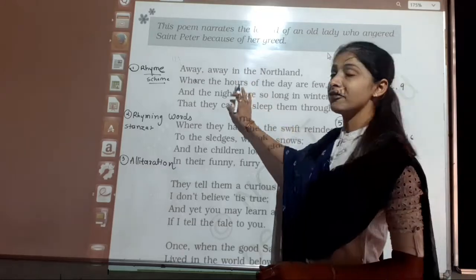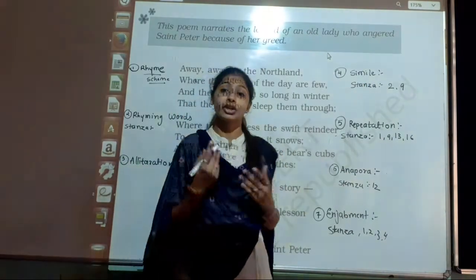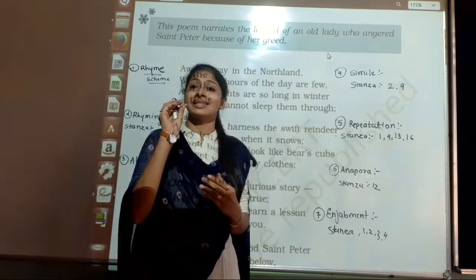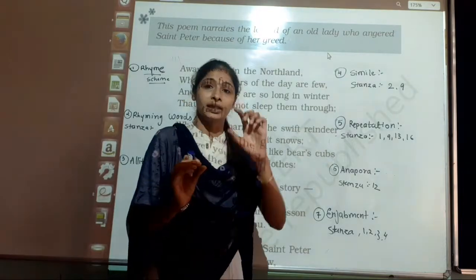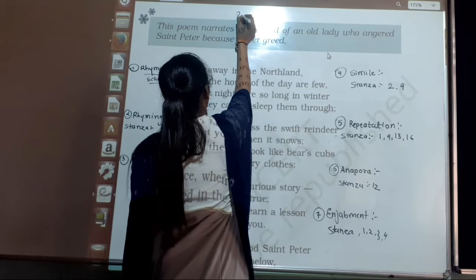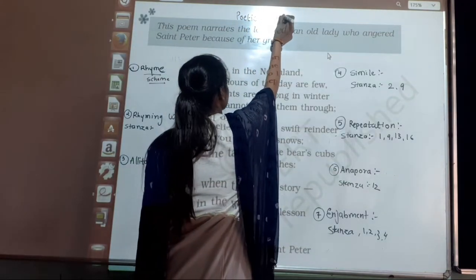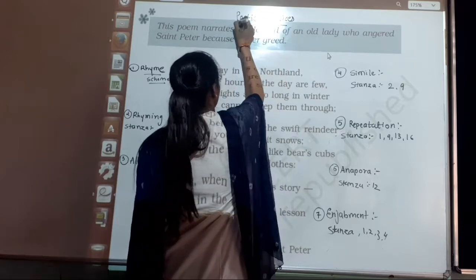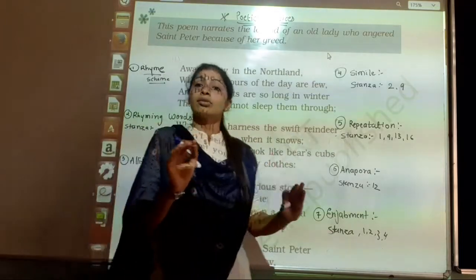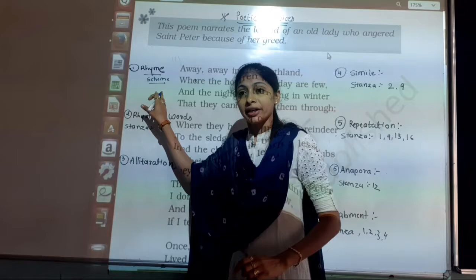Here in the first stanza, you have to copy these poetic devices in your CW. You will write the title, poetic devices, there in your CW. Then there is no need to write stanza-wise, but we will write point-wise.